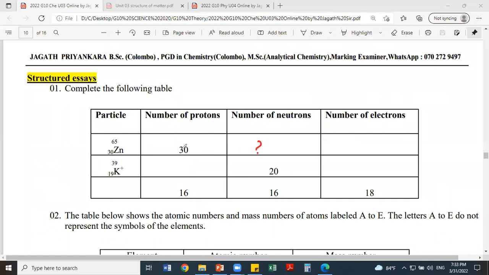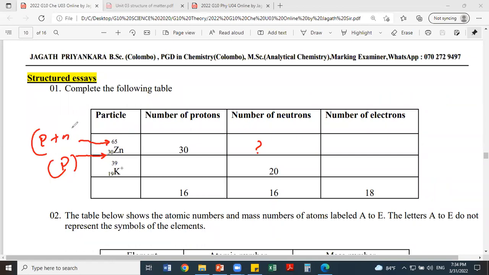The number of neutrons in zinc. Yes. How to find the neutrons? Mass number minus atomic number. 65 is both P and N. 30 is only P. So if you want to find N, subtract P from the total. Subtract. This is very simple.